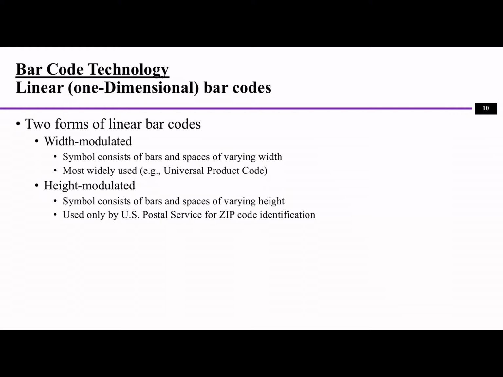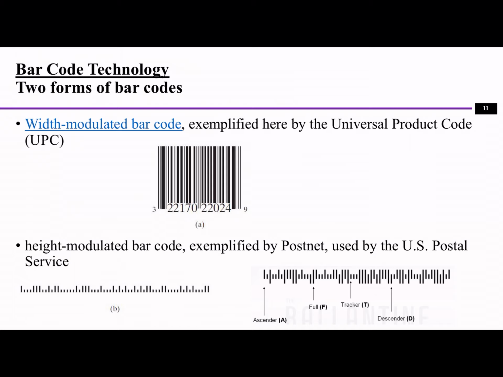Another one is the height modulated. So height modulated means we're using different heights of the bars to code the information. And USPS has widely used it. You can see the upper information is the width modulated barcode, and the lower part is the height modulated barcode.